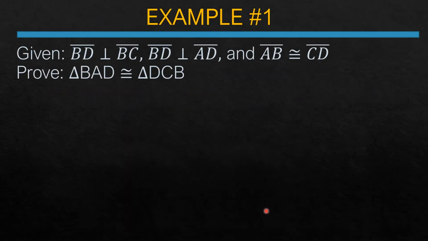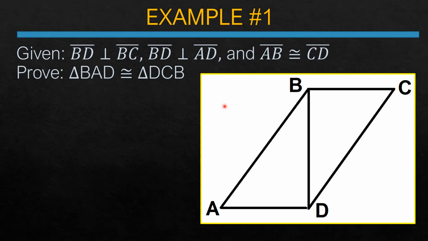Example number 1. Given: line segments BD and BC are perpendicular. Line segments BD and AD are perpendicular. And line segments AB and CD are congruent. Prove that triangle BAD is congruent to triangle DCB. This is the illustration. Now we will start understanding what we were given and proceed later to creating a plan of the proof.